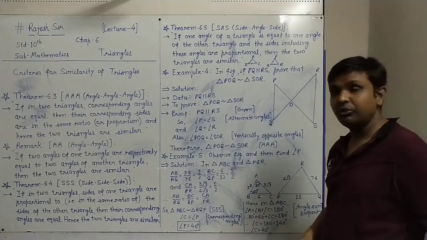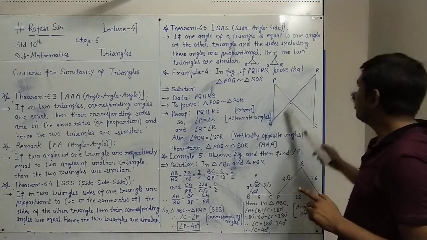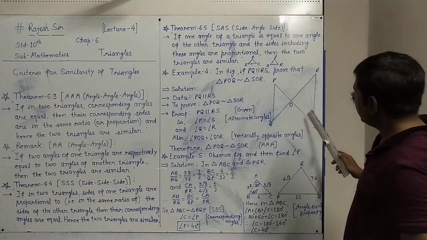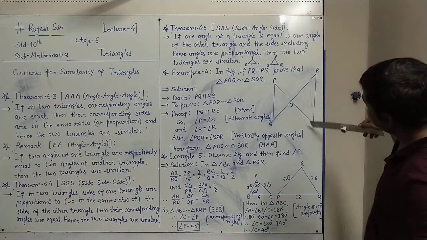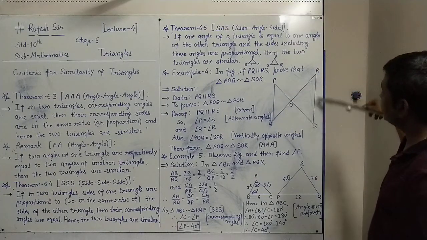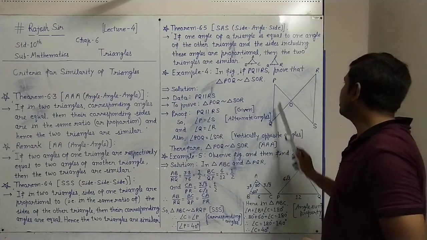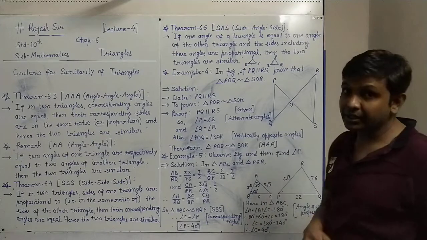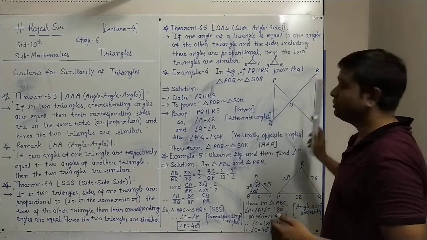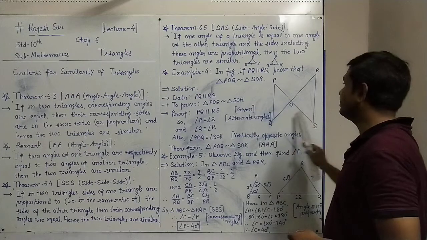How to get the proof? PQ is parallel to RS, it is given. So you can see here angle P and angle S are making Z angles, Z corner angles, this and this. So angle P and angle S are equal because PQ is parallel to RS, and these two Z corner angles are called alternate angles, and these alternate angles are equal if they are made in between two parallel lines. So PQ is parallel to RS given, so P equals S you can write.